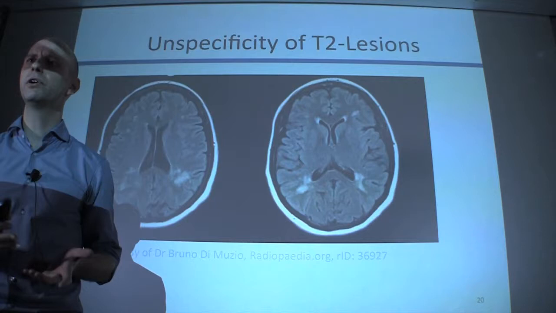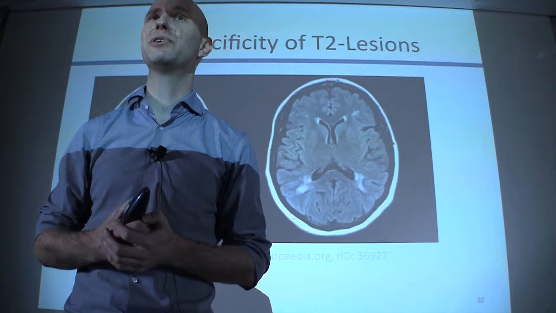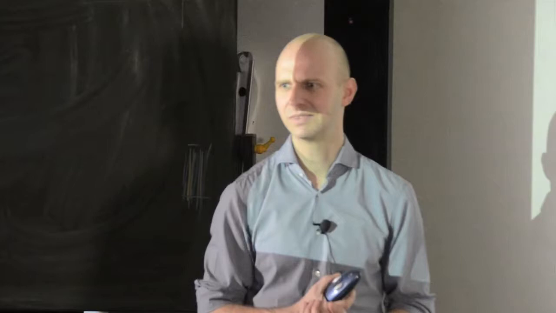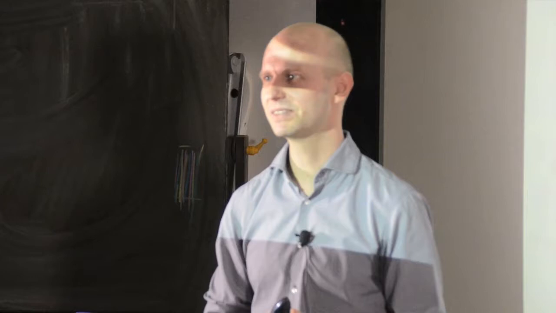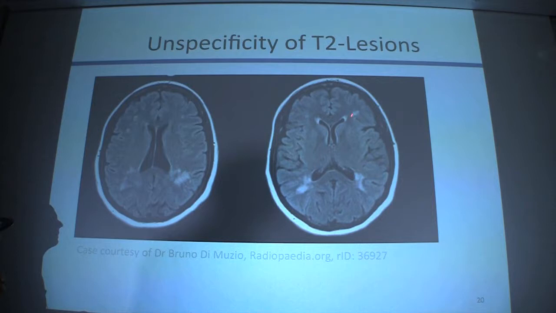Okay. The problem, though, is you could say, that's easy, right? Everyone can see that bright spot in the brain. So that's an MS then. But unfortunately, these T2 hyperintense lesions are really unspecific. What do you think this is? Is that an MS? It could be an MS, but it's really not an MS. It has some periventricular lesions, but some of the lesions are also here in the subcortical area. This is a patient that does not have MS. That's a patient that has a small vessel disease.